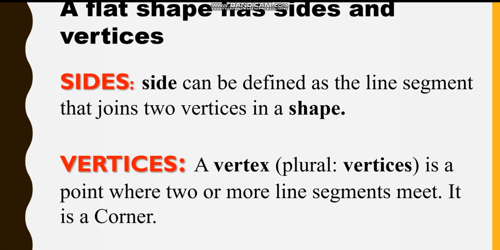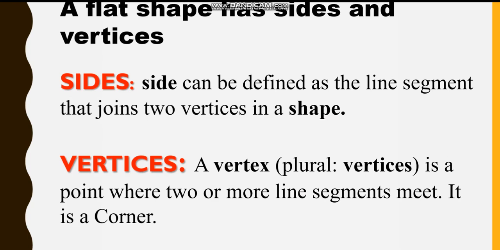What does a flat shape have? A flat shape has only two things: sides and vertices. Sides means nothing, just a line segment of a thing. Here, let me read it. A side can be defined as the line segment that joins two vertices in a shape. So any line segment in the shape, we can call a side. And vertices is the plural form of vertex. A vertex is a point where two or more line segments meet. So obviously, if there is a corner of two lines, we can say that is a vertex.